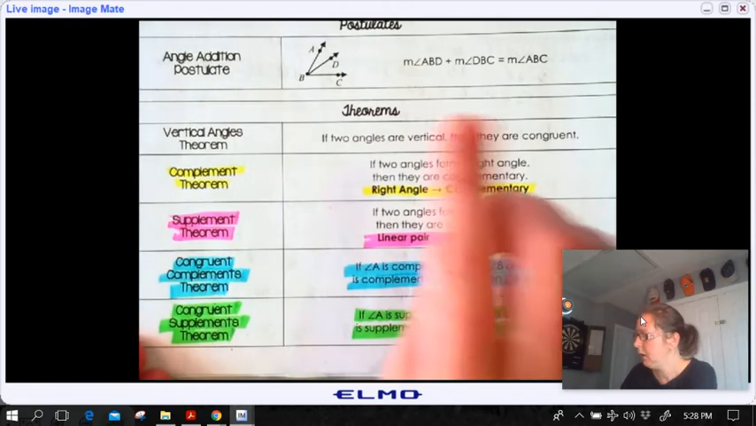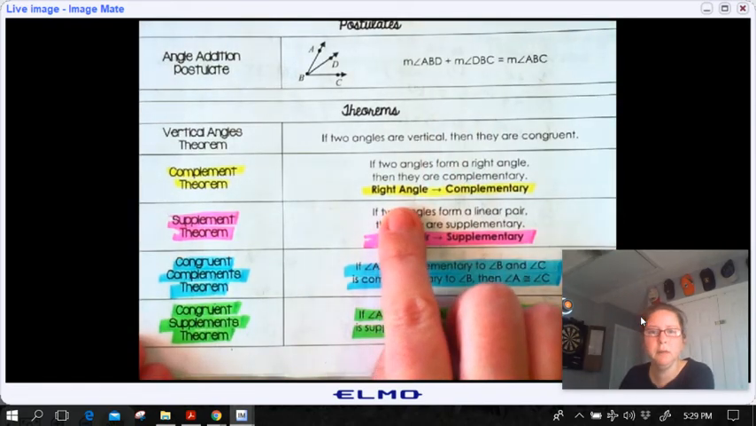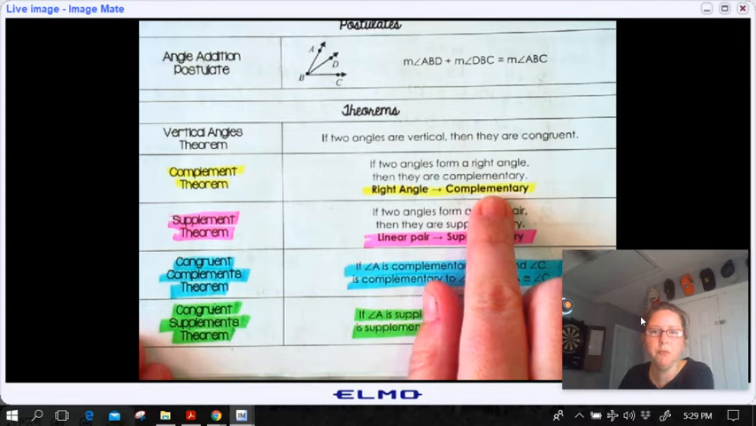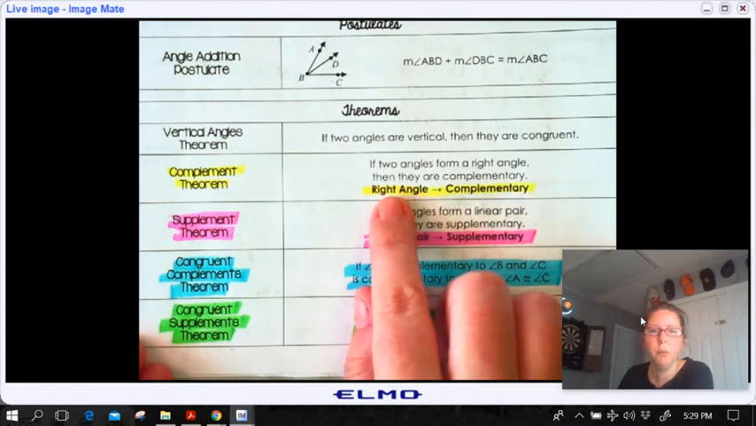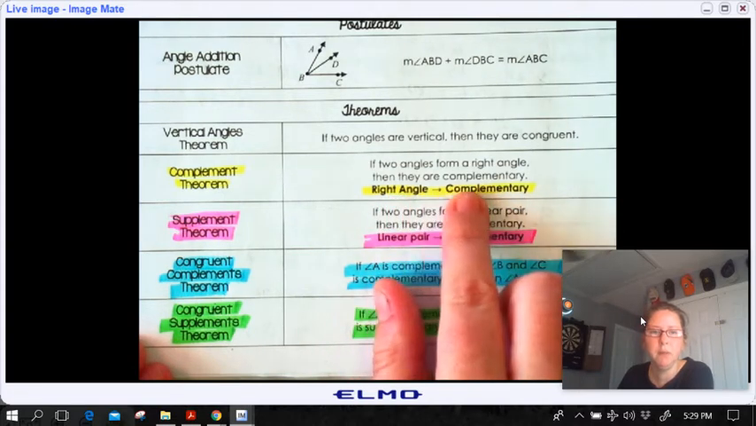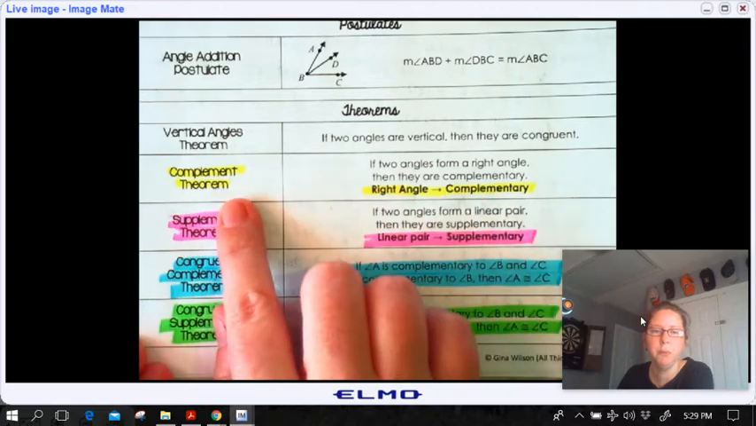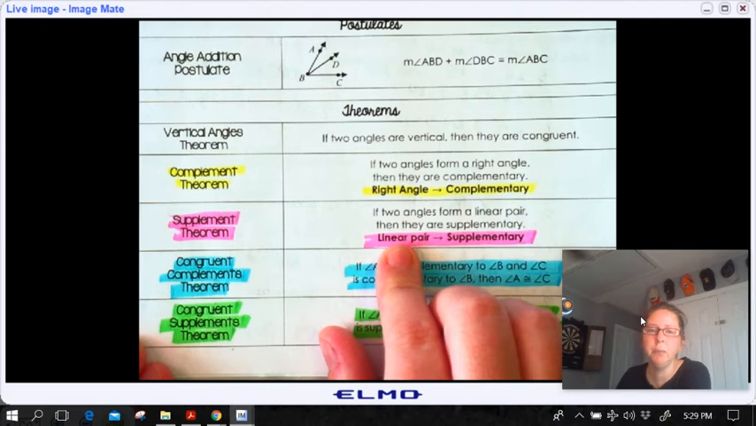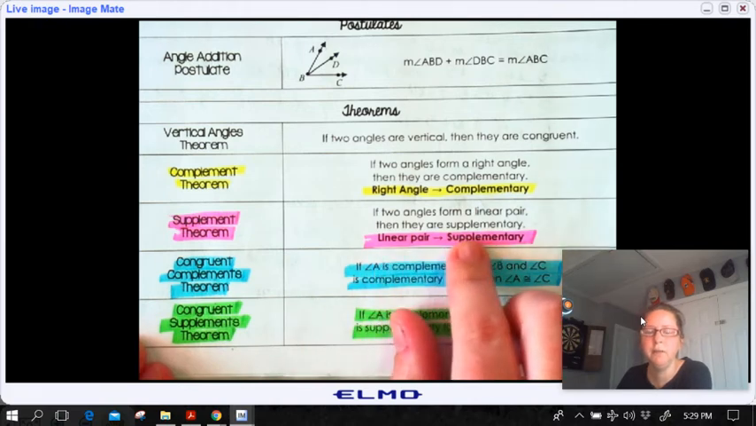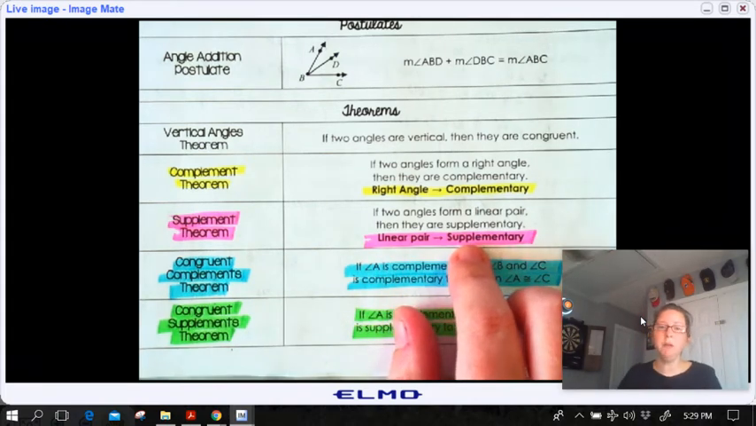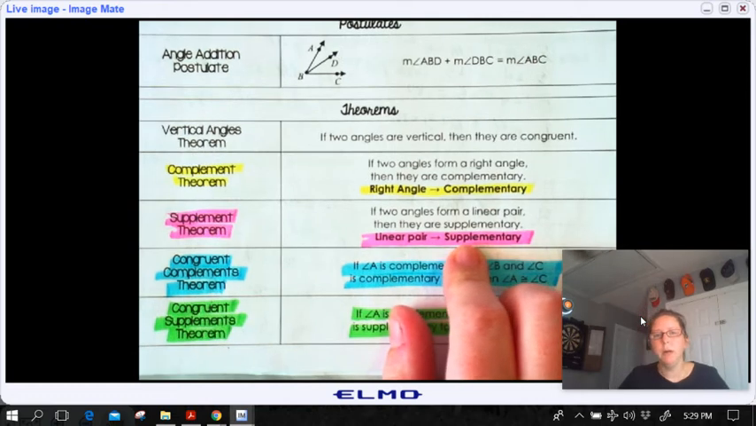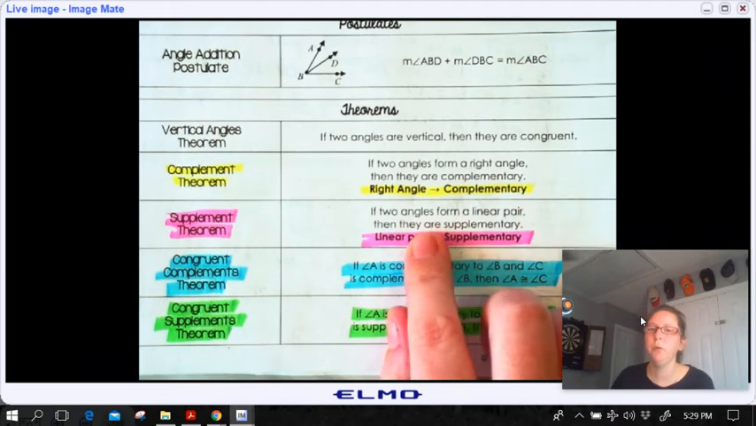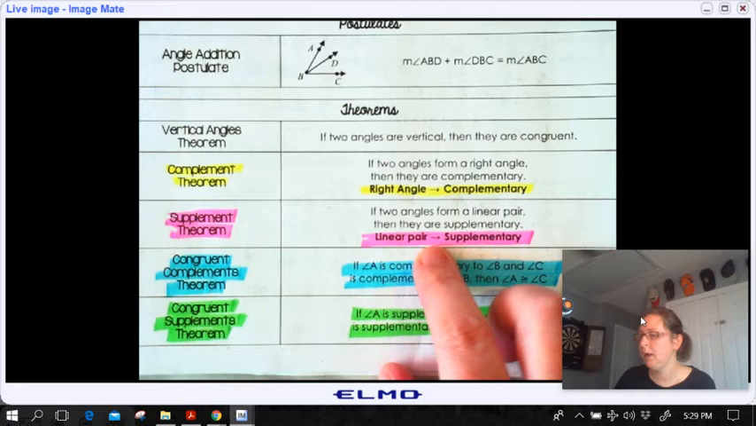make sense. A right angle is 90 degrees. The definition of complementary is 90 degrees. So a right angle means that something is complementary. So that's our complement theorem. Our supplement theorem, we've learned that a linear pair equals 180 degrees. We've also learned that supplementary angles equal 180 degrees. So these will equal the same measure.